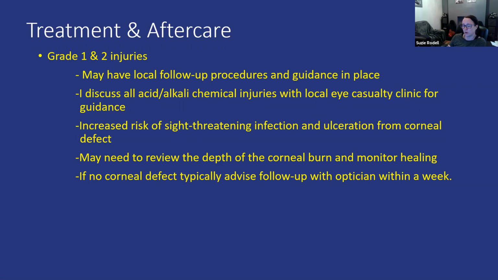So anything Pseudomonas can get in there, and they can get real nasty infections. And the fact that the ICAJ may need to review the depth of the burn and monitor healing, especially if it's an alkali. Like I said, alkali's nasty. And if no corneal defect, if they're not symptomatic, ICAJ have said follow up with optician in a week. I don't tend to make that decision on my own at the moment. I would pretty much get the advice from ICAJ so that I can document that that is what they've instructed to do.